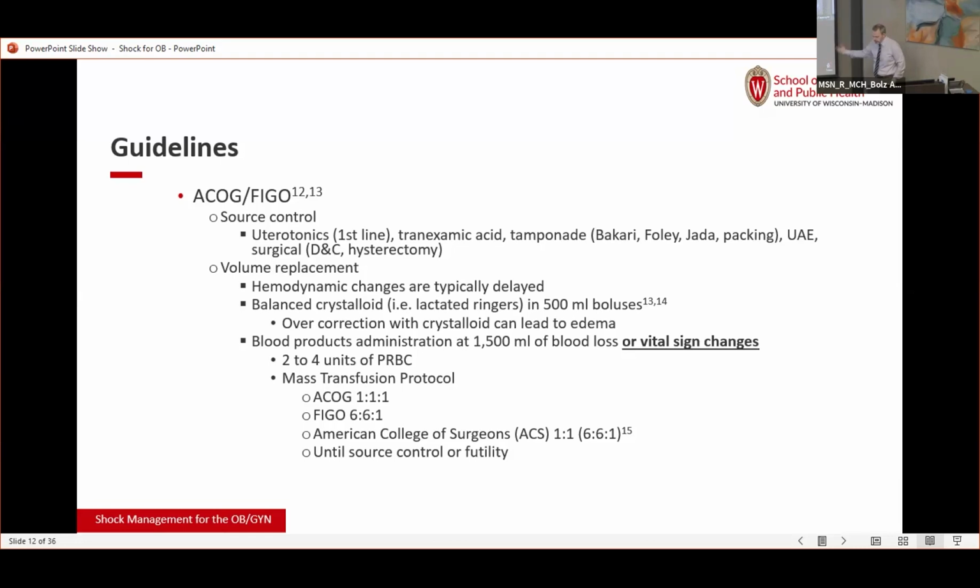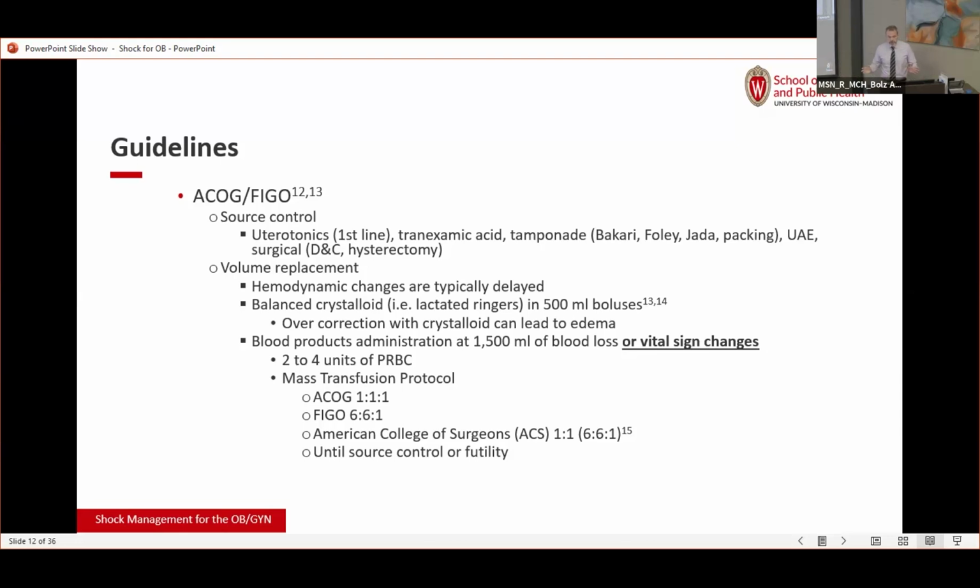And a massive transfusion protocol, I think most of us are comfortable with that, is usually a 1-to-1 ratio of packed red blood cells, fresh frozen plasma, and platelets. Now, some of these will say like 6-6-1. And the reason for that is because platelets are delivered in a weird way, right? You get like a 6-pack of platelets. So really, you're actually still doing a 1-to-1 ratio, but the way we order them is in this large volume package, okay? So, and then you do this until you have source control, or it's futile.